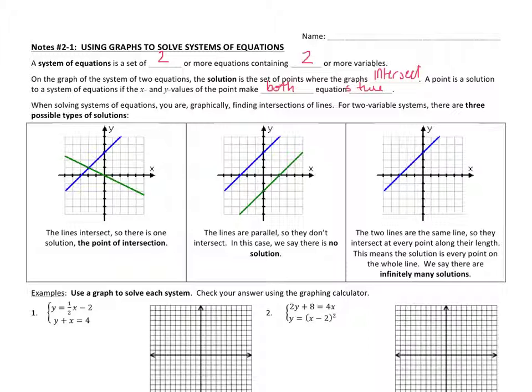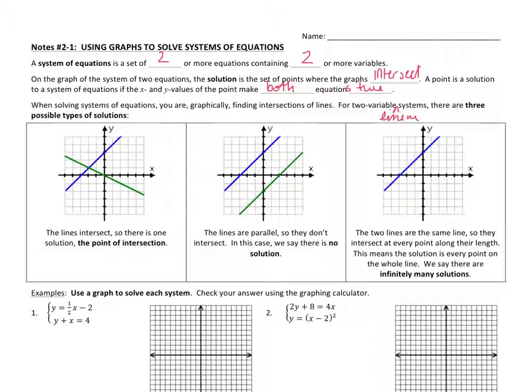For two variable linear systems, and I'm going to insert a word here, because you can also have systems of equations that are quadratics, maybe one linear and one quadratic, maybe a linear and an absolute value. Any of the parent functions that we've talked about could be a system as well. But if you're talking about two linear systems, there are three possible types of solutions.